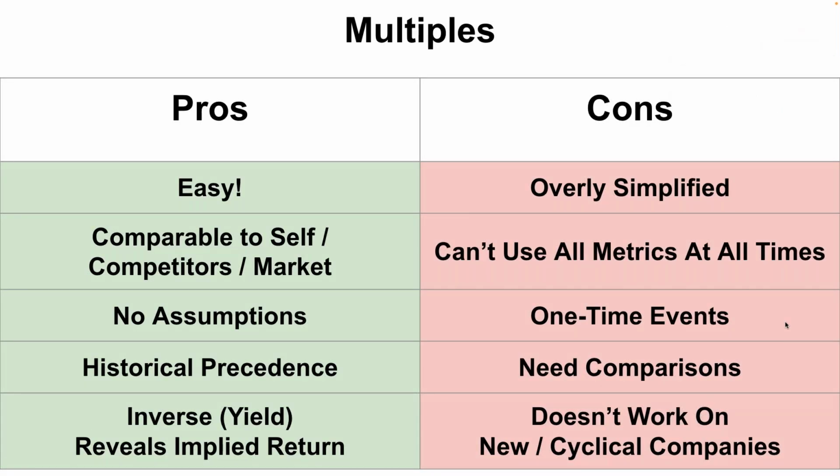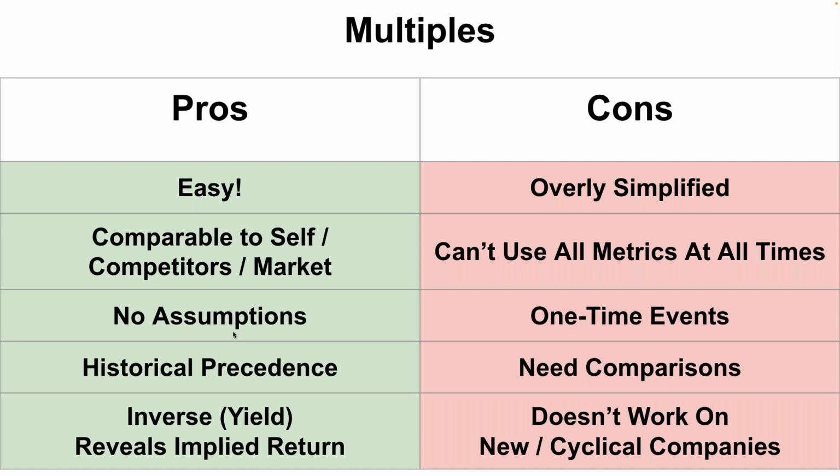Now, what are the pros of using multiple analysis on growth style companies? Well, for one, it's very easy to do. It's just simple division. You can also easily compare companies to themselves, to competitors, or to the markets. A huge plus in favor of using multiples is that you have to make no assumptions about the business. A lot of other valuation tools require you to make assumptions. You make no assumptions with multiples. It's just division. There are also historic precedents you can look at for that company to figure out if it's a good value or not.